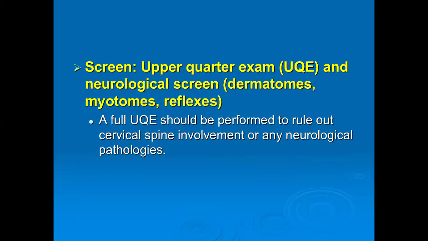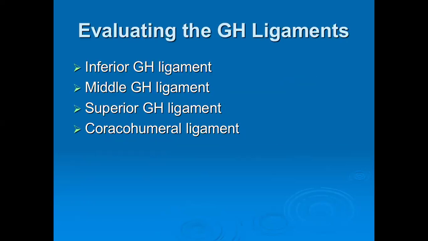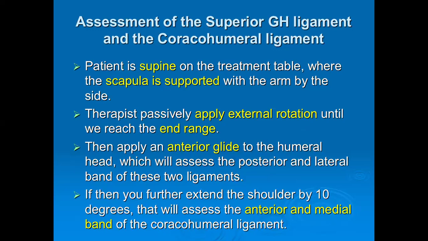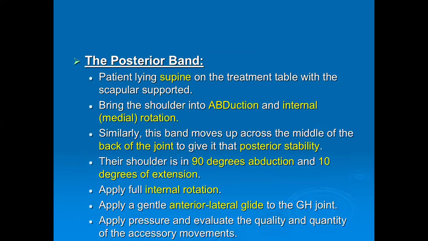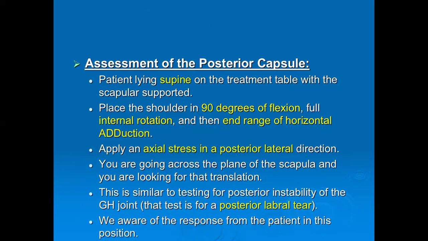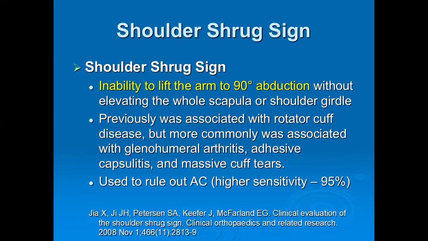Why the upper quadrant exam is important, and which structures and components should be checked in the upper quadrant. We discussed the different procedures and maneuvers used for the assessment of the coracohumeral ligament, the superior, middle, and inferior glenohumeral ligaments, as well as how the posterior capsule can be assessed. If there is any tightness in the posterior capsule, that was the procedure which we discussed in the previous session.